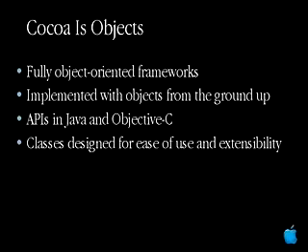So what do I mean by that? What I mean is that Cocoa is a set of fully object-oriented frameworks. These frameworks have been designed and implemented in objects from the ground up. The APIs are exported in object-oriented languages, both Java and Objective-C, and all the classes have been designed with the intent that you, the developer, be able to simply extend them and use them easily.